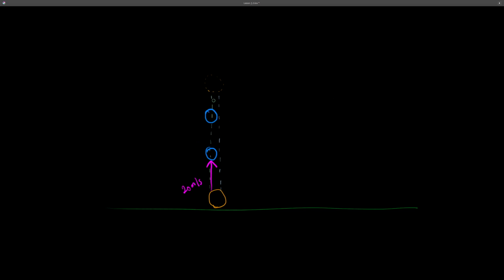Let's look at these two points over here. What are the forces acting on the ball at this point right here? Here we have, obviously, gravity going downwards. At all times, whenever the ball is in free fall, we have gravity going downwards.